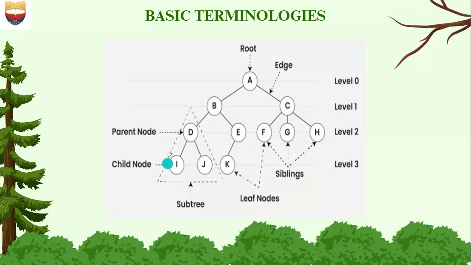If you take a particular node along with its descendant nodes, then it is said to be a subtree. This is what a subtree here. And leaf nodes in this diagram are I, J, K, F, G, H. Sibling nodes, F, G, H. And if you come to level of each node, here root node is at level 0 and B, C are at level 1 and the next level is level 2 and the last level of the tree is level 3.